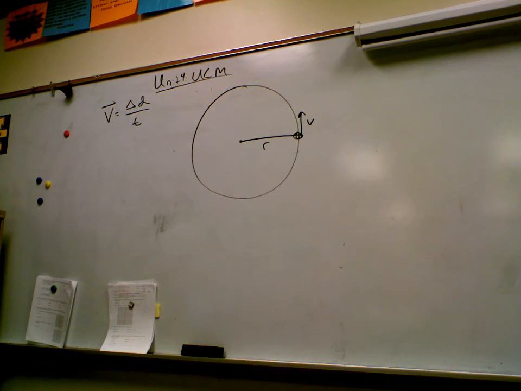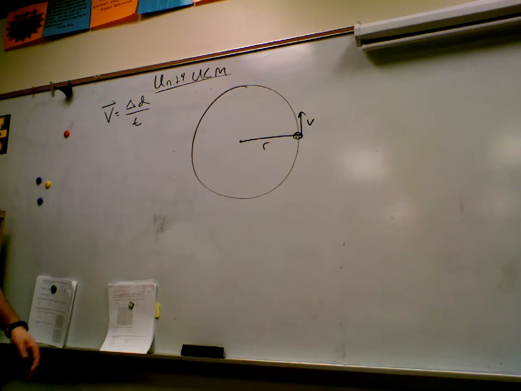So we're starting the equation. V equals change in position over change in time, right? If I'm going around the circle, I said there was a C word that's going to help you. What's that C word again? Circumference. Sergio, do you remember the circumference equation?